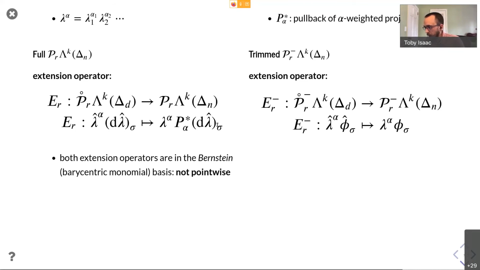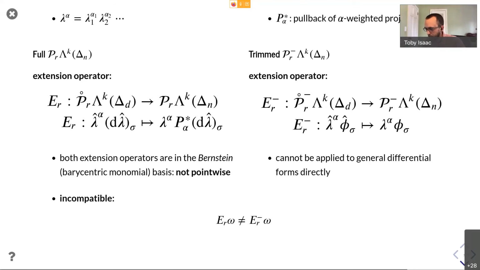So these operators, because they're based on Bernstein bases, are definitely not pointwise. So you can't apply them to general differential forms directly. You might have to do some kind of an expansion. And they're definitely incompatible. A K form would be pulled back differently by these different operators.